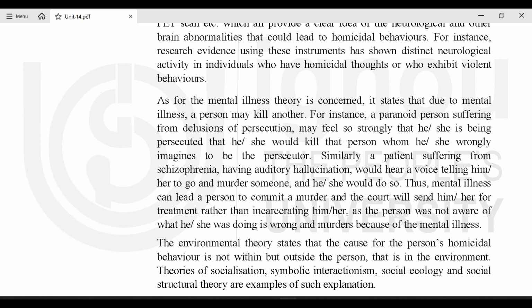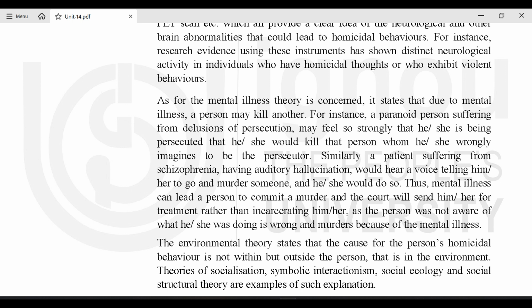As far as the mental illness theory is concerned, it states that due to mental illness, a person may kill another. For instance, a paranoid person suffering from delusions of persecution may feel so strongly that he/she is being persecuted that he/she would kill that person whom he/she wrongly imagines to be the persecutor. Similarly, a patient suffering from schizophrenia, having auditory hallucinations, would hear a voice telling him/her to go and murder someone, and he/she would do so.